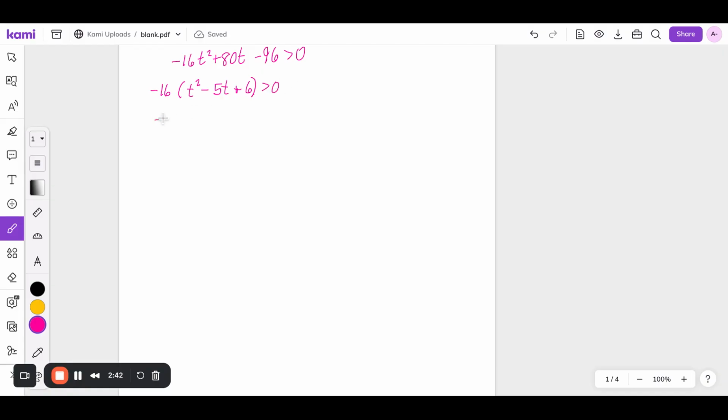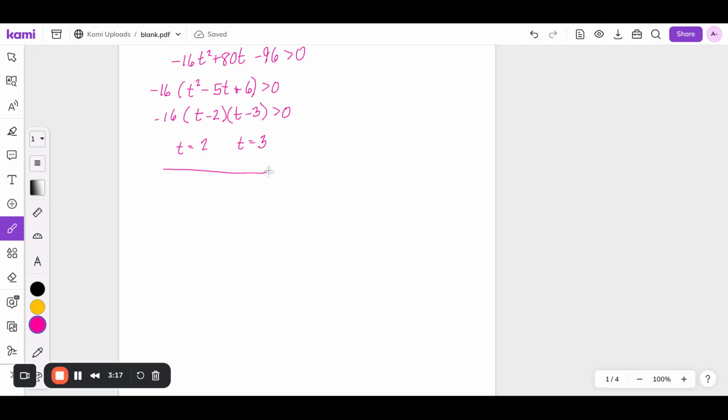All right. Now I'm going to factor the trinomial. t minus 3 and 2 multiply to 6 and add to 5. Okay, signs are the same, they're both negative. And so when we use the zero product property, t is 2 and t is 3.